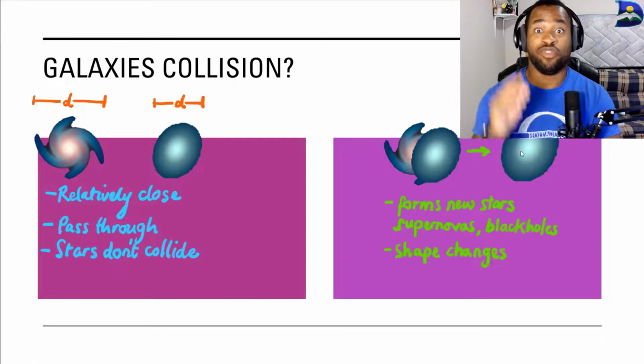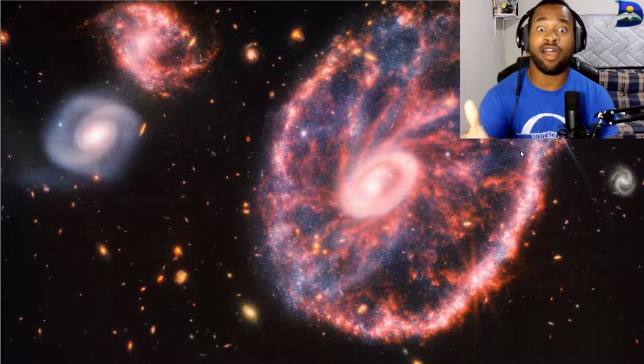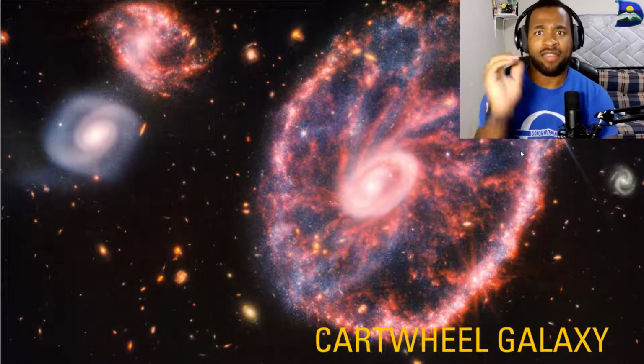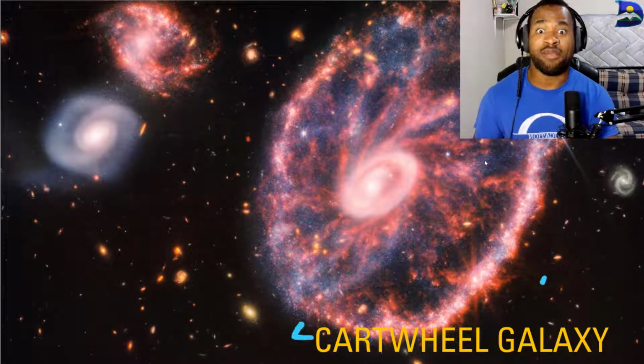And now we're going to dive really deep into the image of the day that was released by NASA using the James Webb telescope. This image here is known as the Cartwheel Galaxy, and this galaxy is actually 500 million light years away from Earth.